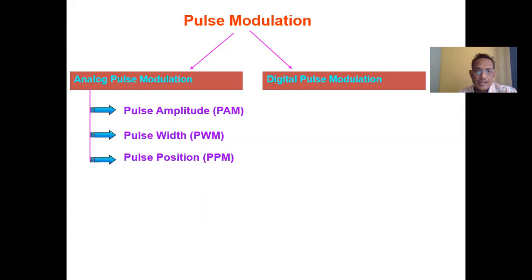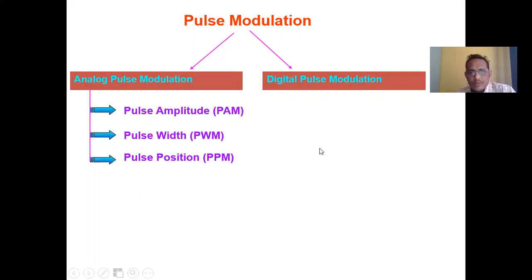Those parameters are the amplitude, the width, and the position. So by changing these three important parameters, analog pulse modulation is classified into pulse amplitude modulation, where I change the amplitude of the high frequency carrier pulse; pulse width modulation, where I change the width of the high frequency pulse; and pulse position modulation, where I change the position of the high frequency pulse.